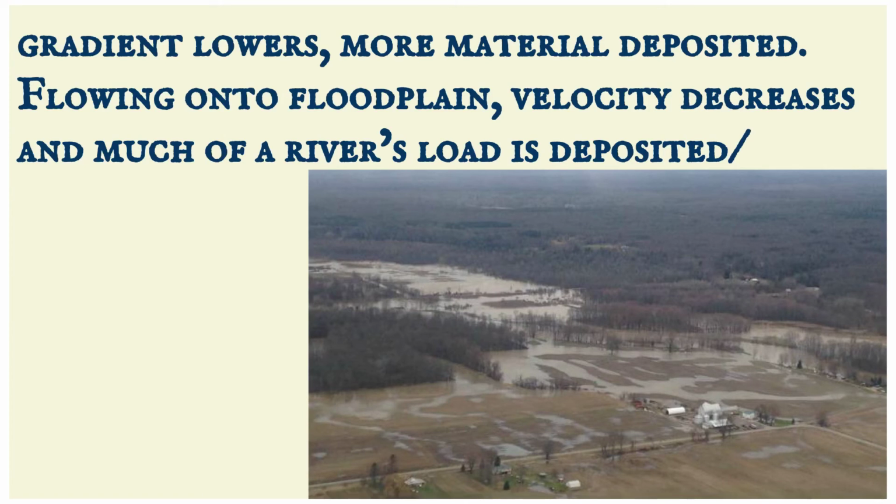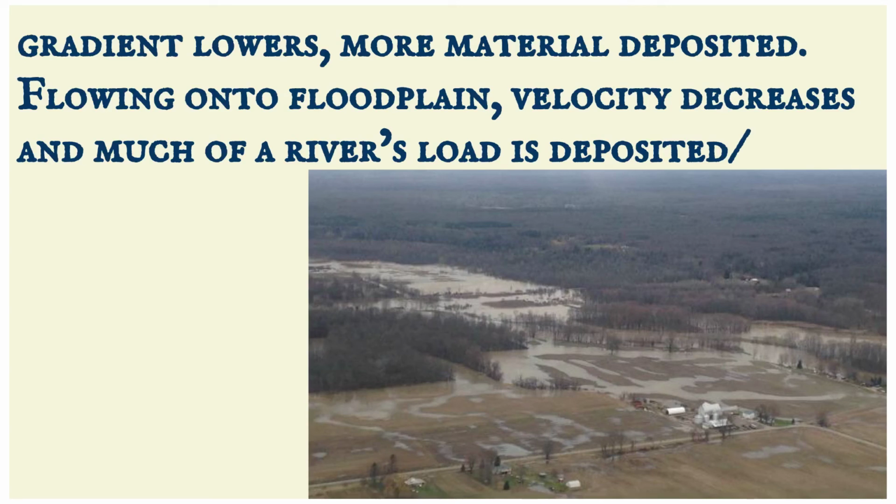As the gradient lowers, more of the material is going to be deposited. And again, rivers can flow out onto their floodplains. This is going to decrease the velocity quite a bit, and that's where a lot of the river's load is going to be deposited. Here is a picture, I think from the 2014 flood around the Muskegon River. You see this large flat area, and so once the river floods over the banks, it's got a wide area for it to spread out.